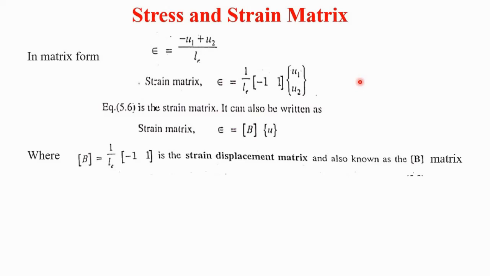Then the strain matrix can also be written as strain ε is equal to matrix B into matrix U, where matrix B is the strain displacement matrix, also called the B matrix. So this B matrix is equal to 1/le into [−1 1], the strain displacement matrix, and U is the u1 and u2 matrix, that is the displacement matrix.